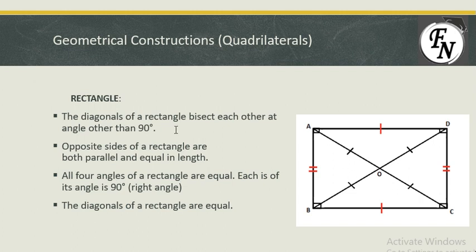The diagonals of a rectangle bisect each other at an angle other than 90 degrees. That means it is not 90 degrees. Other than 90 degrees, it can be any angle.